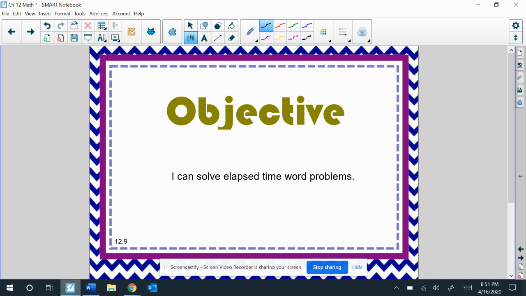Hello, today we are going to solve elapsed time word problems. This is going to be a tricky lesson, but I'm going to teach you one way that will always work, and it should be pretty doable as long as you do the steps. So let's go ahead and give it a try.